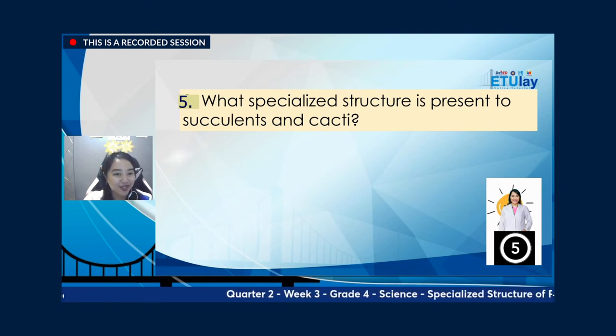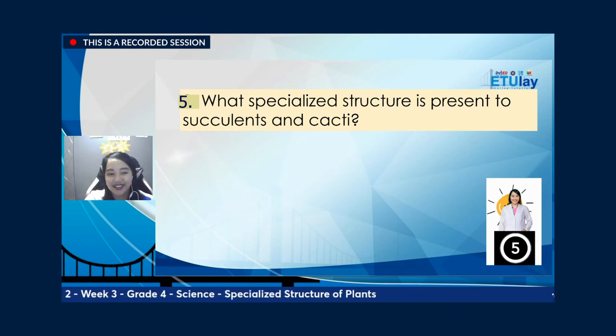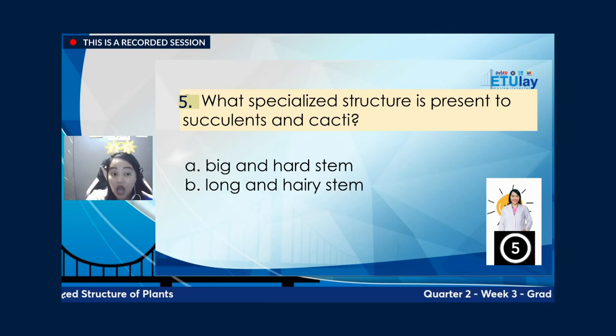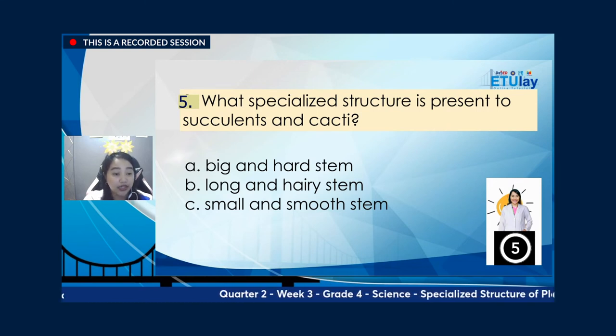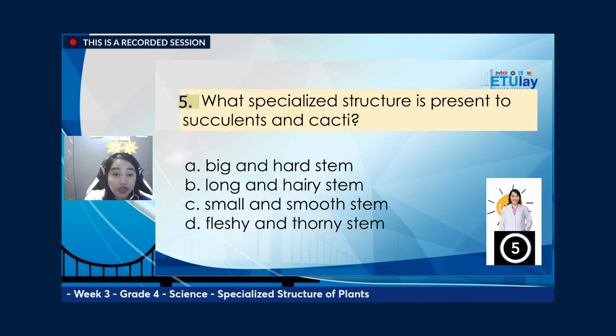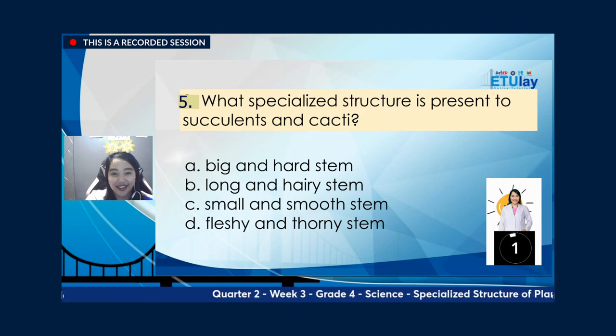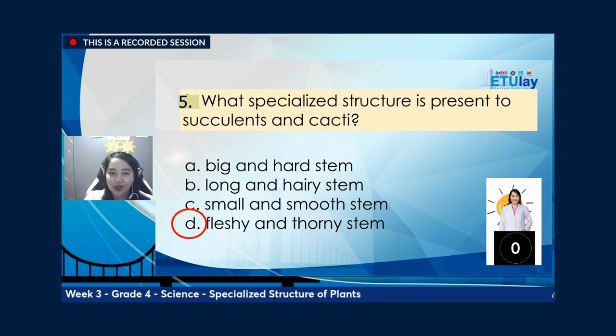What specialized structure is present to succulent and cacti? Letter A, big and hard stem. Letter B, long and hairy stem. Letter C, small and smooth stem. Or letter D, fleshy and thorny stem. Your 5 seconds starts now. All right, the correct answer is letter D, fleshy and thorny stem.